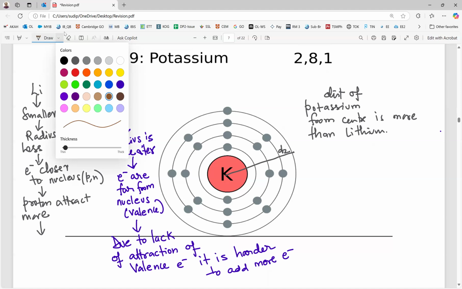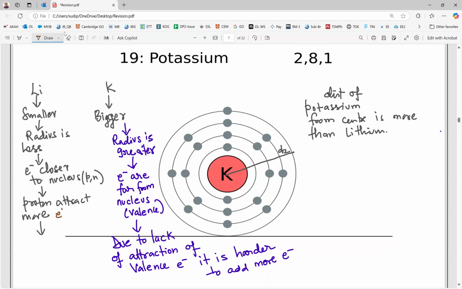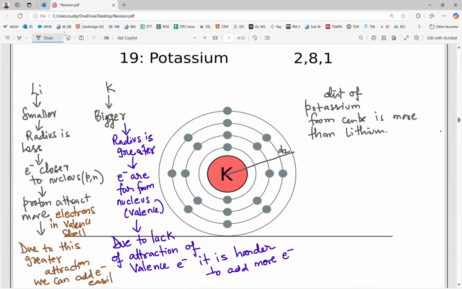Now, if we look at lithium, it has another approach, because protons attract more, which means more what? It will attract more the electrons in the valence shell. And due to this greater attraction, we can add an electron easily. But easily in the sense compared to potassium, not across. It is just down the group. Remember that, they are all in the same group.